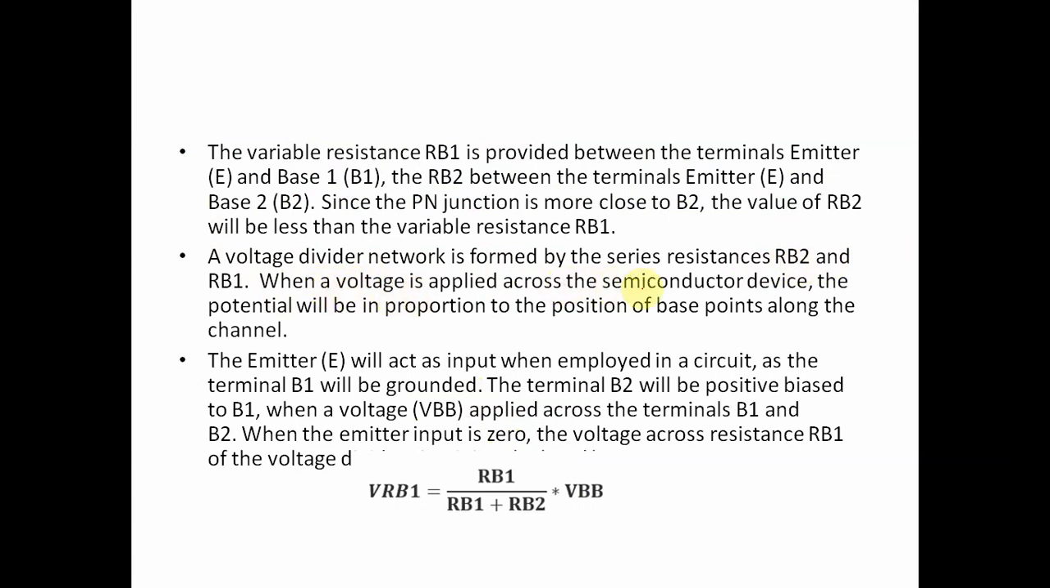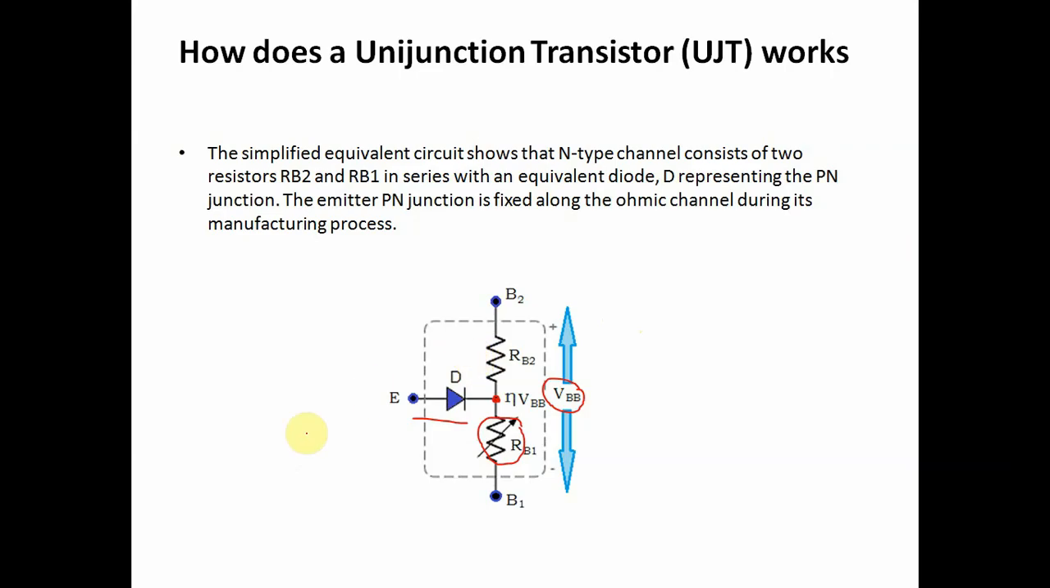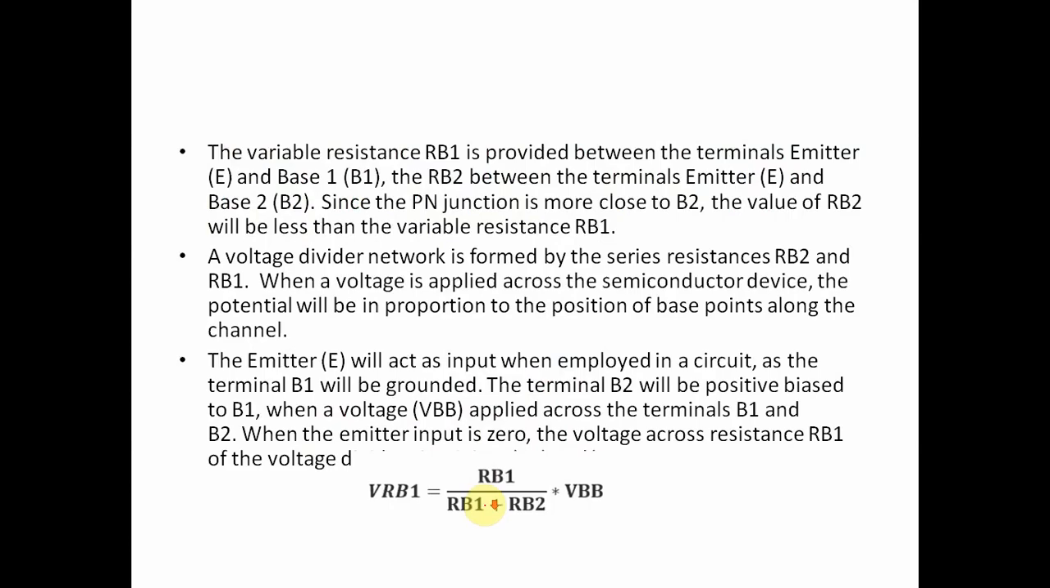When a voltage is applied across the semiconductor device, the potential will be proportional to the position of the base points along the channel. If the voltage is applied here, this voltage is divided, and the voltage here and the voltage here are the same. For example, if 4 volts is applied here, then at this point 2 volts is flowing, and at this point also 2 volts is flowing through the circuitry.